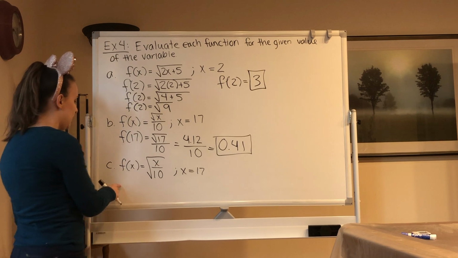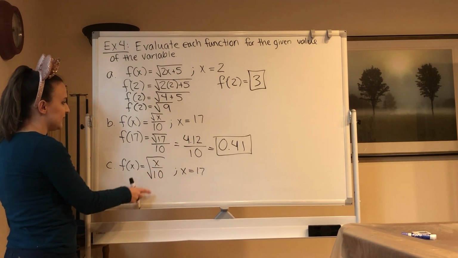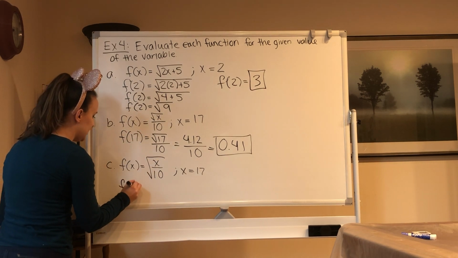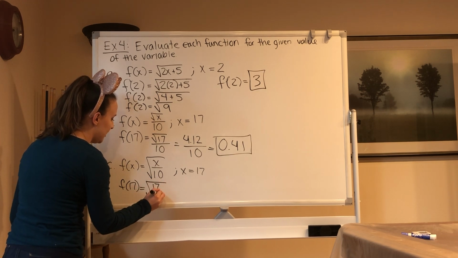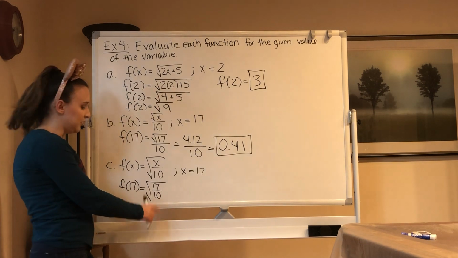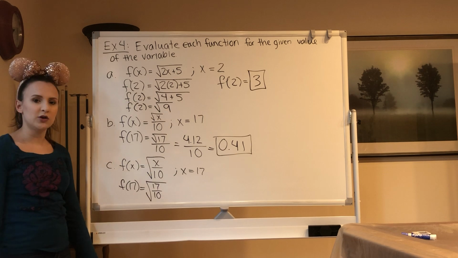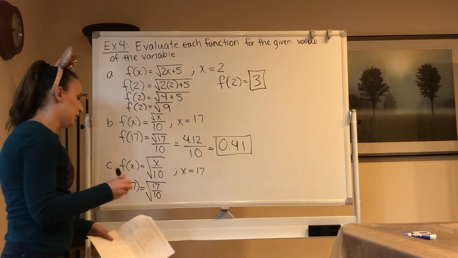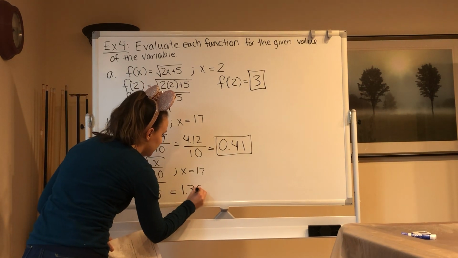And the last one, f of x equals the square root of x divided by 10. This is different than this one, looks similar but different. F of 17 equals the square root of 17 over 10. So what you can do is you could press the square root function in your calculator and then do 17 divided by 10, or you could do 17 divided by 10 first, get whatever that is, and then put that under the radical. So that is 1.30.